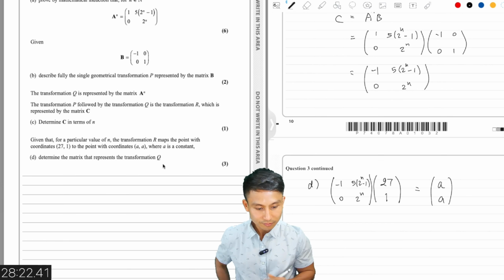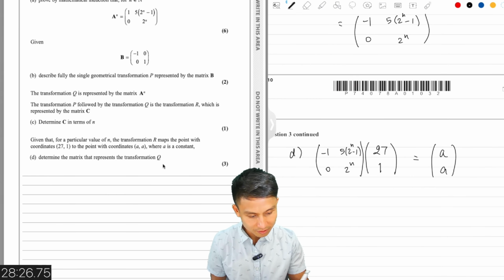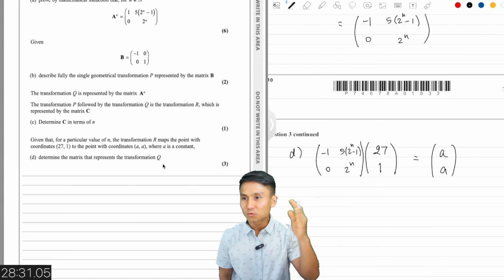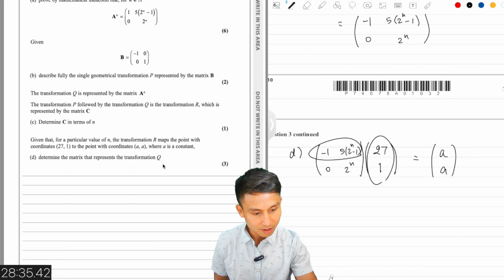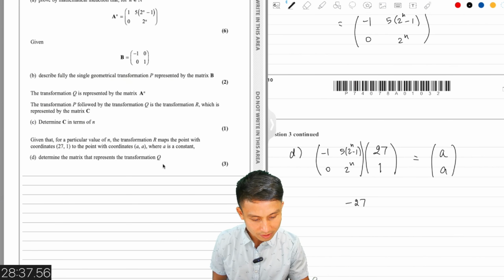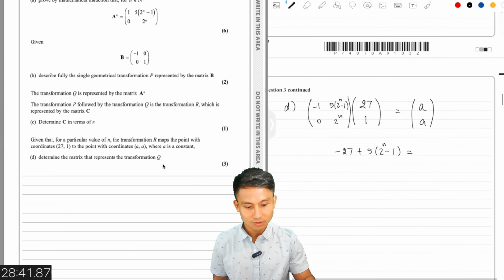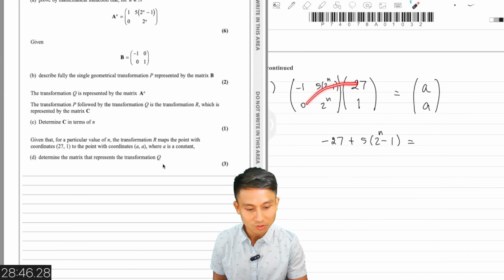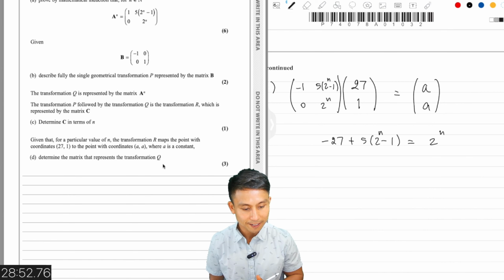Okay. So if we multiply out, we should get the top and the bottom component. And because they both must be equal to A, we're going to equate them already. So the row multiply column here, I get minus 27 plus 5 times 2 to the n minus 1 equals the other one, which is 0 times 27 plus 2 to the n times 1, so that's just 2 to the n there.